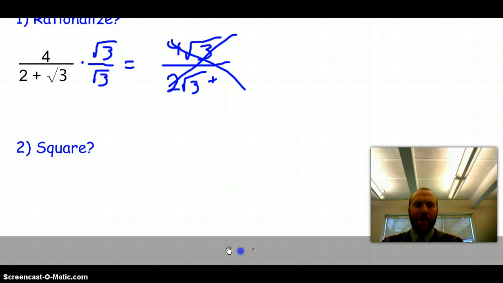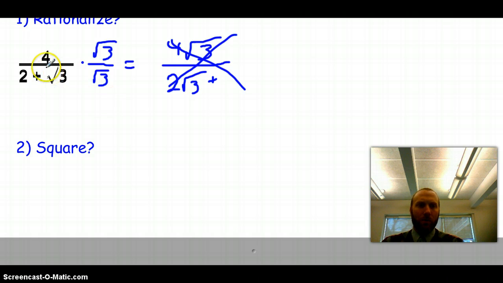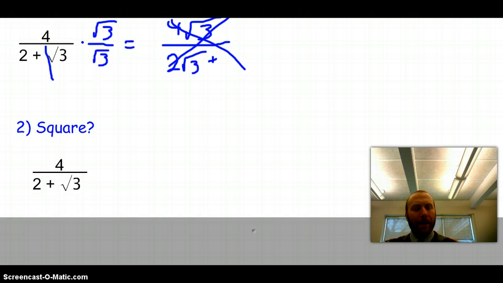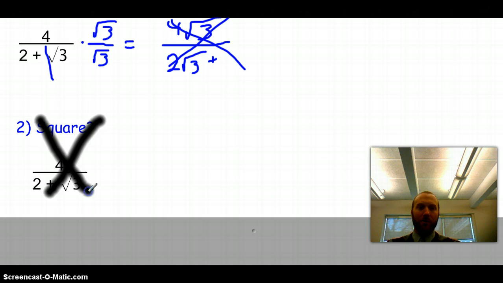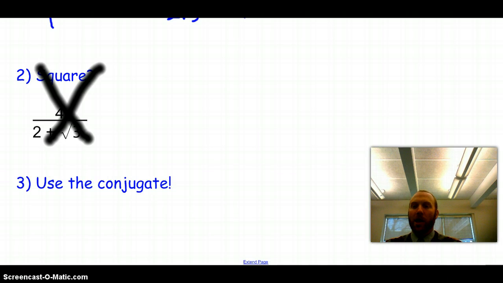So then you might be looking at this and saying to yourself, oh, I know what I can do. I can square numerator and denominator. No, you cannot square the numerator and the denominator. You can only square both sides if you are squaring both sides of an equation. You cannot square an expression. That's not multiplying by the same thing to the numerator and denominator. And so then that brings up using the conjugate.